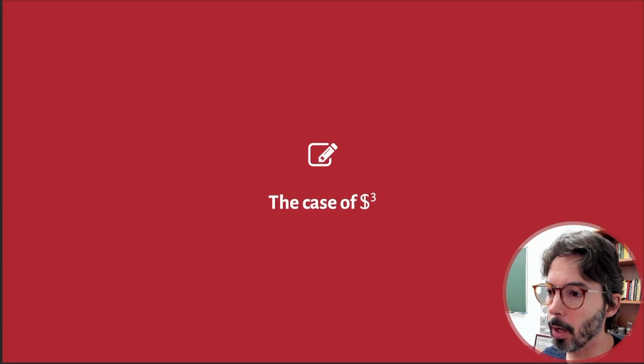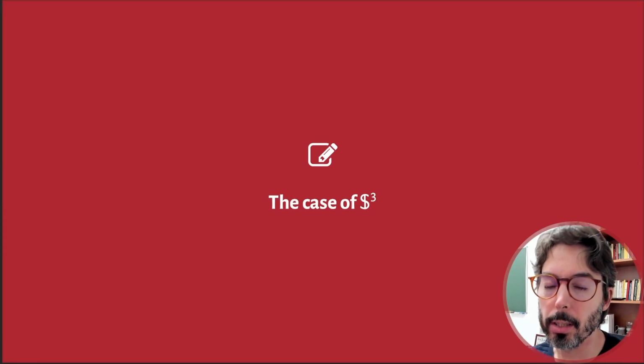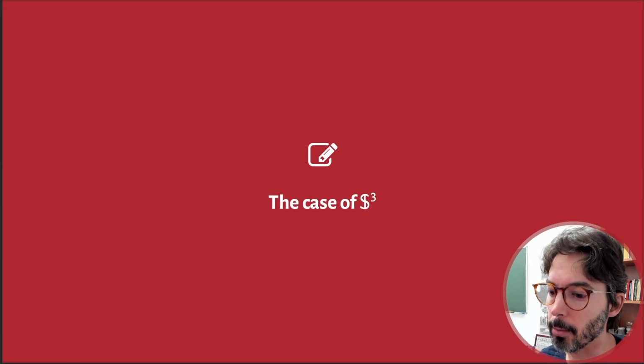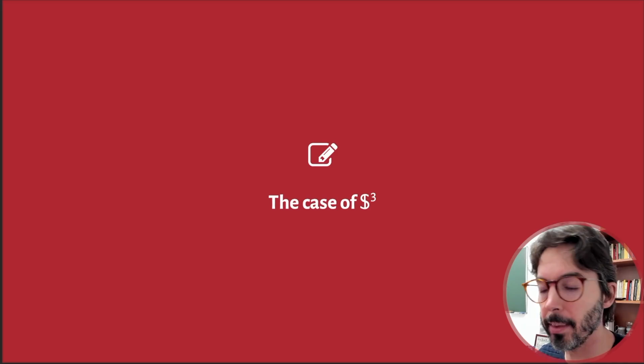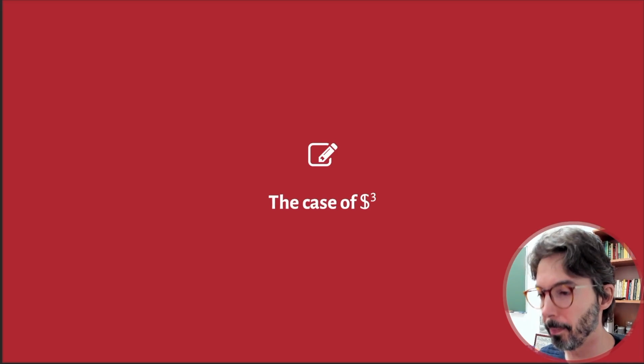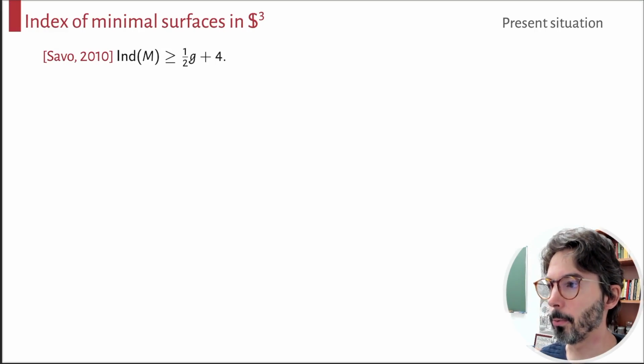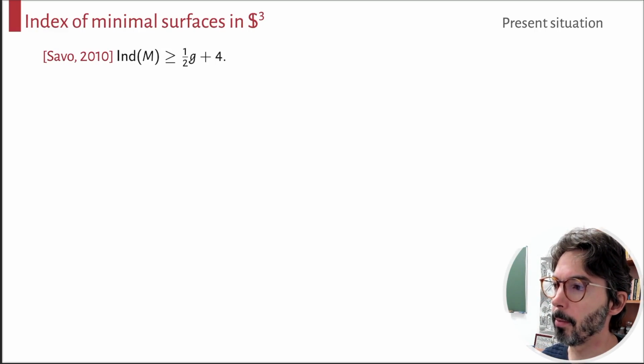Okay, finally, we are going to say something about the present situation in the three-dimensional case, because it's the most studied and perhaps the most interesting one. So first, in 2010, Szabo gave a lower bound for the index of any orientable minimal immersion in terms of the genus. So the index is always bigger or equal than 1/2 of the genus plus 4.